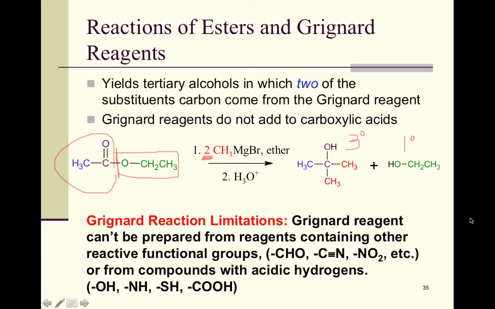The limitations for a Grignard reagent: a Grignard reagent can't be prepared from reagents containing other reactive functional groups. I have some of those listed here: CHO, C triple bond N, and NO2, or from compounds with acidic hydrogens. Those hydrogens would go away before the reaction can happen, and groups that represent that would be OH, NH, SH, and carboxylic acid.